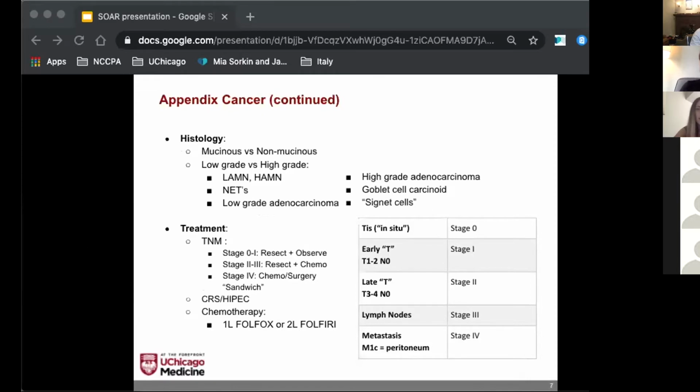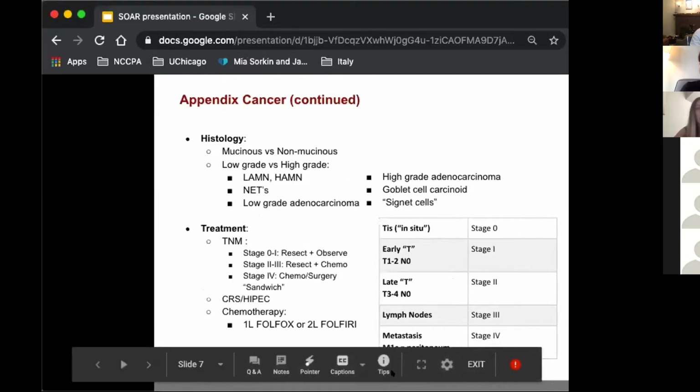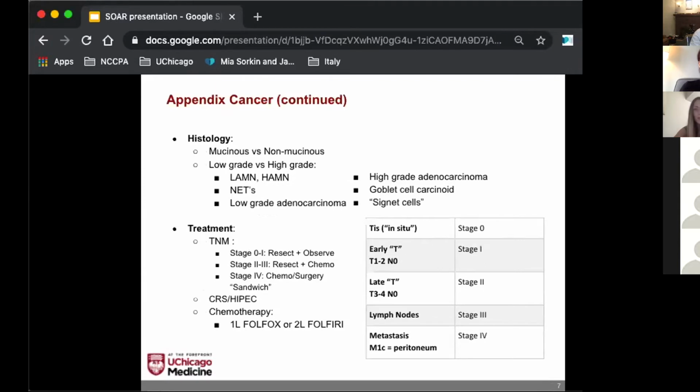Histology is the number one most important thing to know when you're dealing with appendix cancer. Appendix cancer is not just one diagnosis. There are many different types of appendix cancer. There are different ways to classify this. One is mucinous versus non-mucinous. Most appendix cancers arise from glandular tissue that makes mucin, so we see that most appendix cancers are mucinous types.